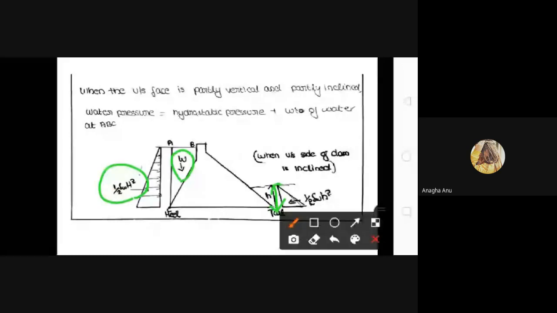Okay, so in case of an inclined dam, the total force will be equal to half into gamma W into capital H square, where capital H is the height of the water at the upstream side.